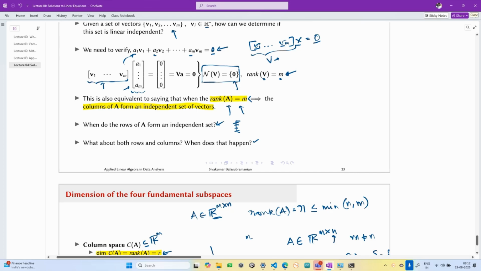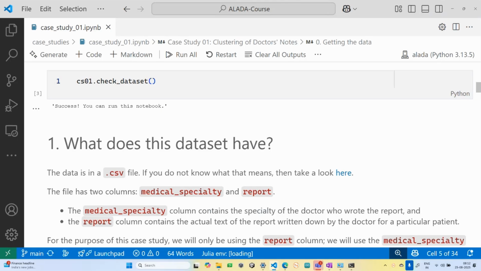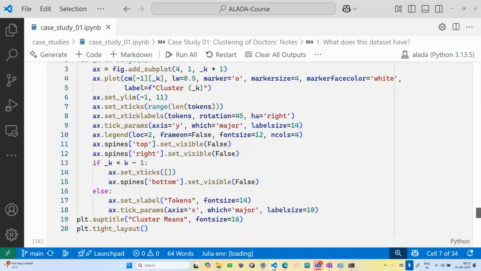Have you started looking at the assignments yet? In assignment 1, there are a couple of programming assignments. Did you try to run the Jupyter notebook that is there? Case study 1 and 1B? No? Anyway, doesn't matter.